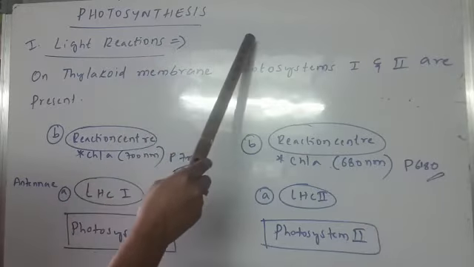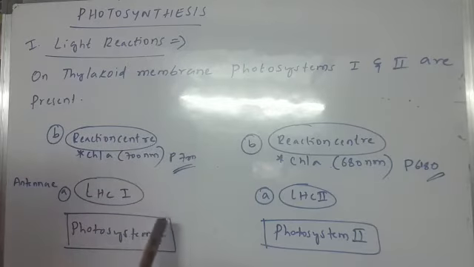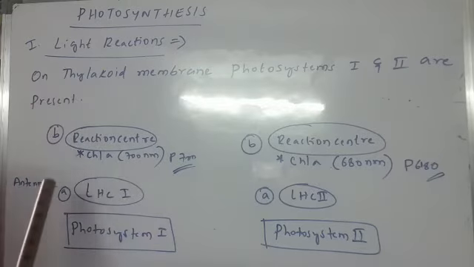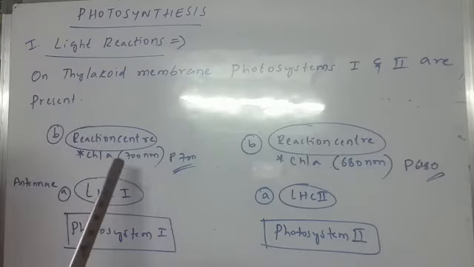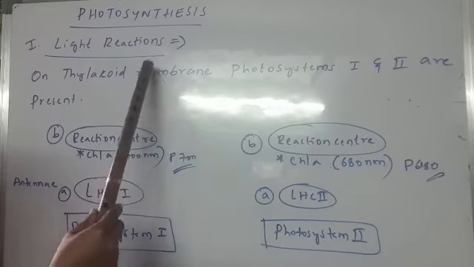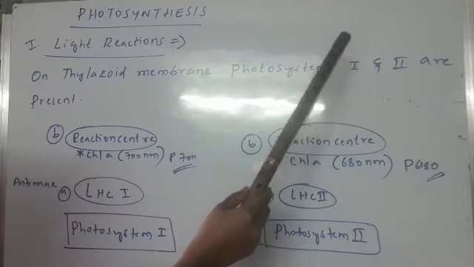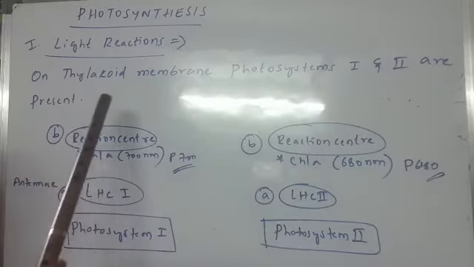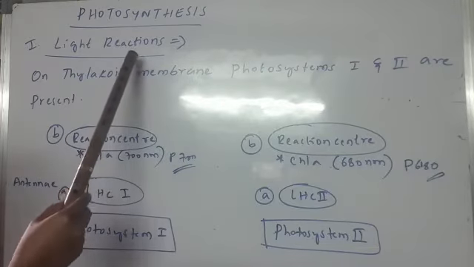So all these topics we will be learning when we discuss electron transport. Now we will discuss the photosystems. What are these photosystems? On the thylakoid membrane, two photosystems are present, photosystem 1 and photosystem 2. These photosystems are very important for the light reactions to take place.